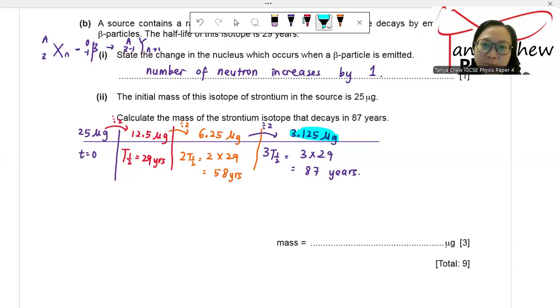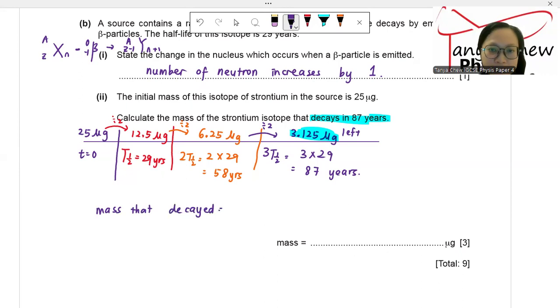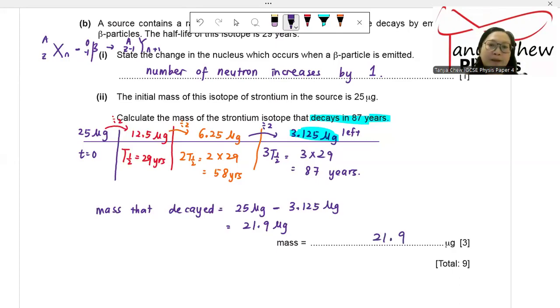So now look at the question. They ask you to calculate the mass of strontium that decays. This is what is being left. The one that has decayed, right? The mass that decayed is equal to the initial mass, which is 25 microgram, minus the mass that you have left behind, which is 3.125 microgram. So you get 21.9. I put it in terms of 3 significant figures. 21.9 microgram. So 21.9 microgram is the answer.